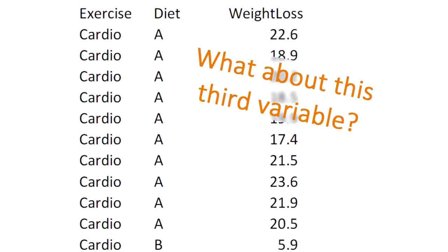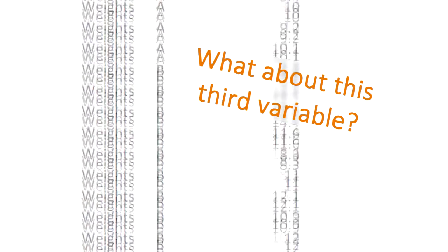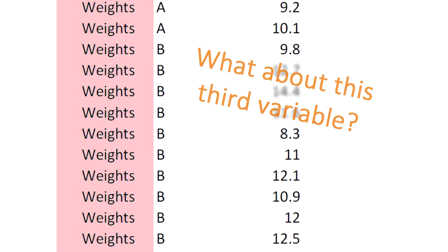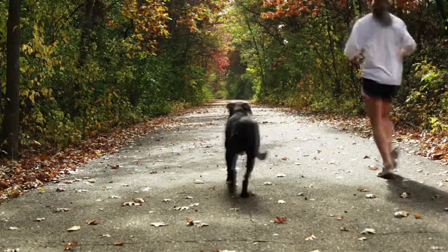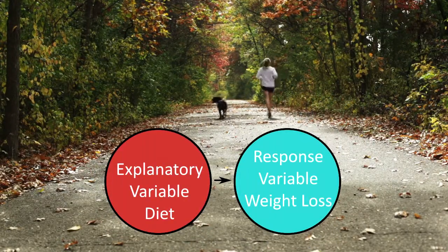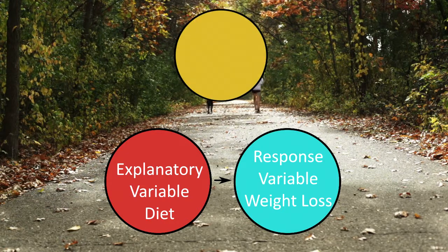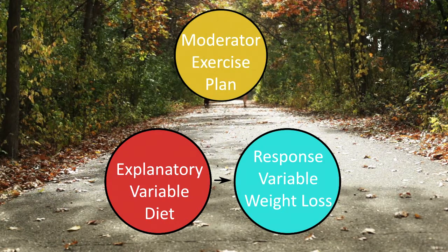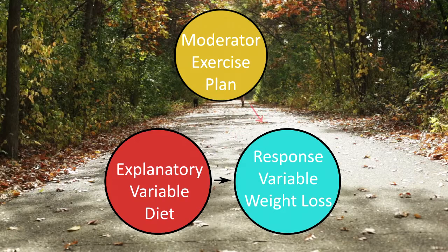But what about our third variable, exercise program? Would we get the same results in terms of the association between diet and weight loss for those participants using cardio and those participants using weight training? In statistics, moderation occurs when the relationship between two variables depends on a third variable. In this case, the third variable is referred to as the moderating variable, or simply the moderator.